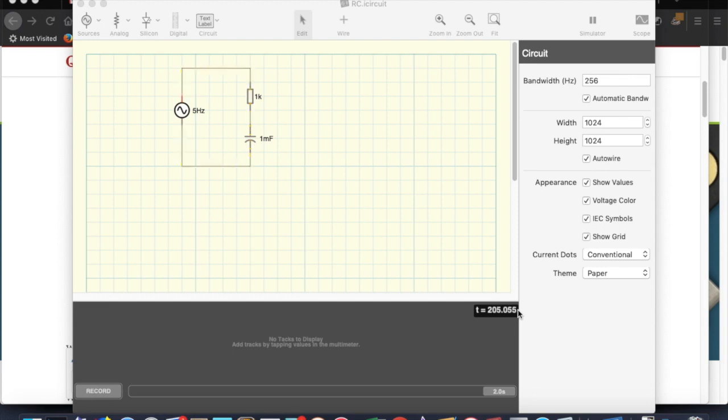Okay, the second way of thinking about a circuit, or at least analyzing it, is alternating current, AC. So we got the simulated circuit up here in our laboratory. Got a 5 hertz signal going here, and it's going through a resistor and a capacitor. It's an RC circuit.